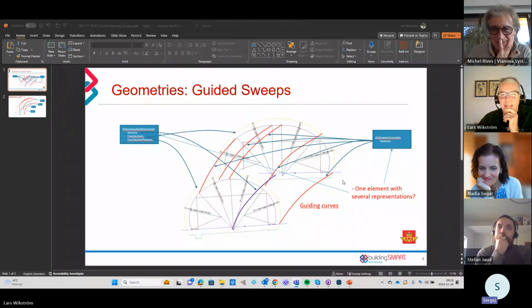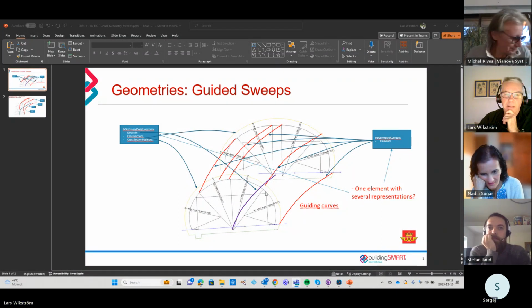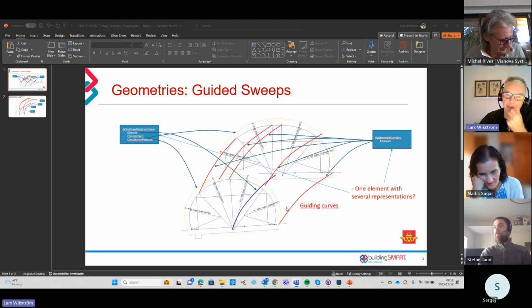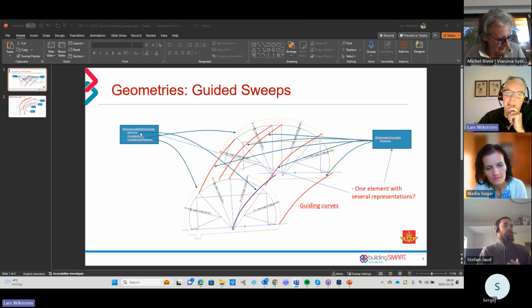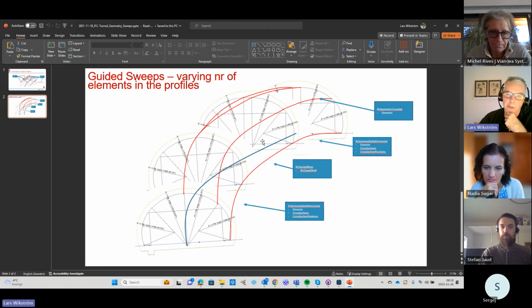Oh yeah, exactly. We were using this from Andre, right? Yeah, exactly. So in the case where you have an equal number of vertices in the profiles, you can use section solid horizontal, and if you want to describe the path of these vertices between the profiles, you can have this geometric curve set, and this would be then one element with both representations.